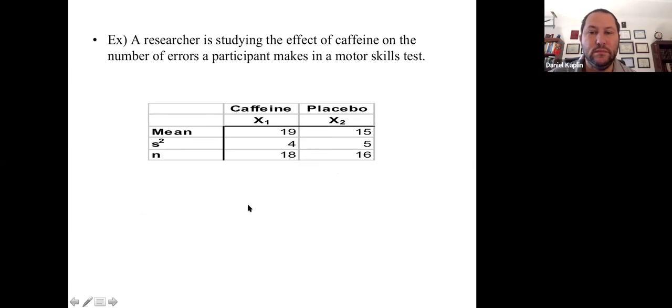Now, here is another example. Suppose we wanted to see if caffeine impacted performance on some kind of motor task. So we had a caffeine group and we had a placebo group. Now I'm going to set this up for a demo pretty quickly. Because I covered the formula before, I'm just going to plug the numbers into the formula. So give me a second and I'm going to set that up for us.